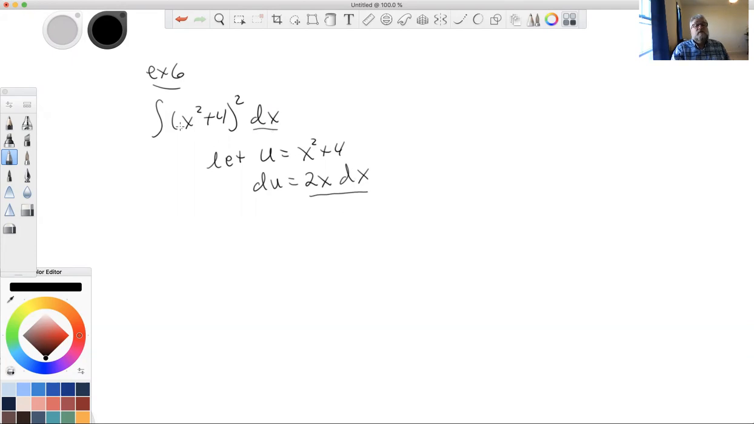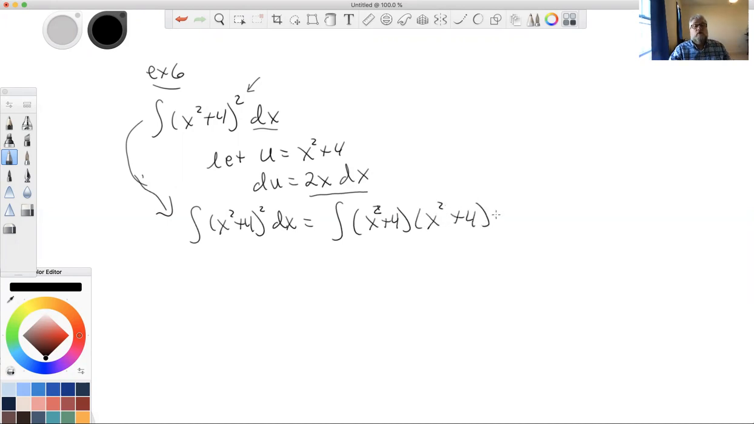Got the dx. I could get a 2 by putting a 1/2 out here, but I don't have the x. And this means the power rule is not going to work on this at all. The only way to integrate this is to expand it. So I'll take x squared plus 4 squared dx, and write it as x squared plus 4 times x squared plus 4 dx, and I'll use my little friend.